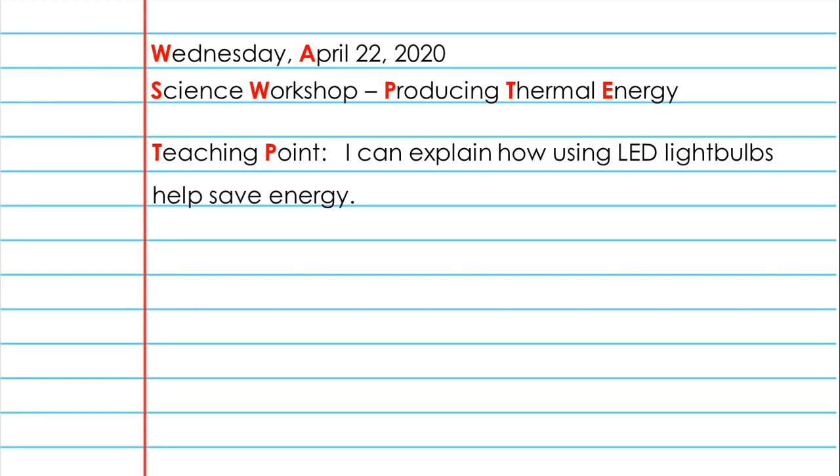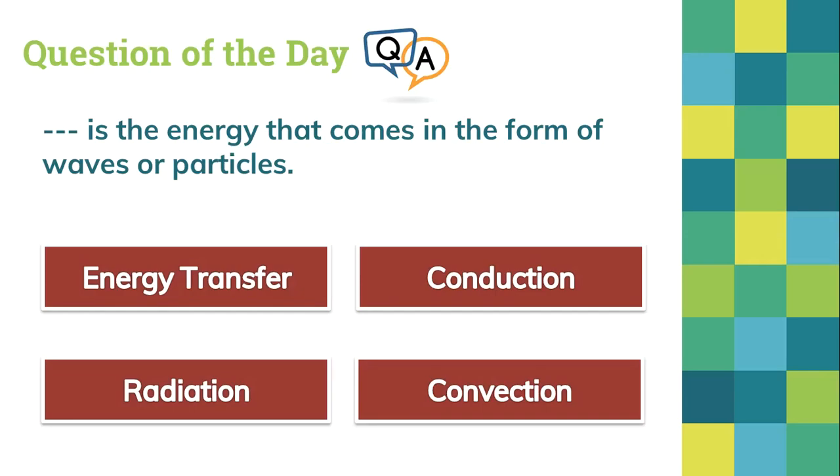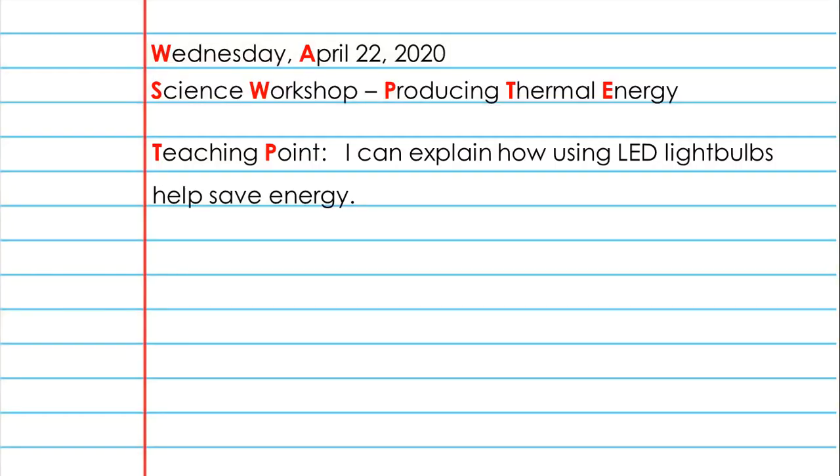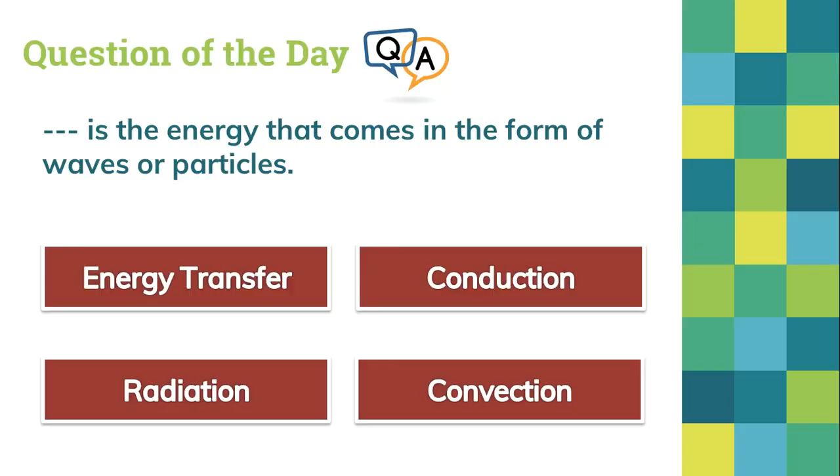In our last meeting, we had the opportunity to take a look at three different ways in which thermal energy can be transferred. Today, in our teaching point, we're going to be explaining how using LED light bulbs helps save energy. I encourage you now to pause the video and copy the date, lesson, and teaching point just before we jump in to our question of the day.